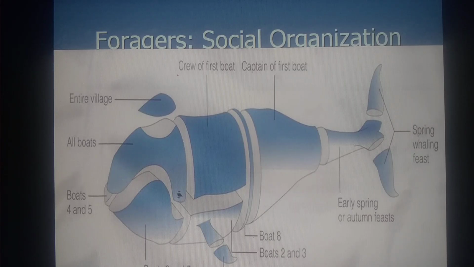And so you have a first boat, first of all, and a second and a third boat, and it goes down through 8 boats, I think, here. And every boat gets a different chunk of the whale. Right? There's also a captain of the first boat, which indicates a hierarchy difference, which is unusual in groups that are generally egalitarian. So the captain of the first boat gets a big chunk. The crew of the first boat gets a big chunk. Probably that first, second, third designation is determined by the role of the group in the hunt.